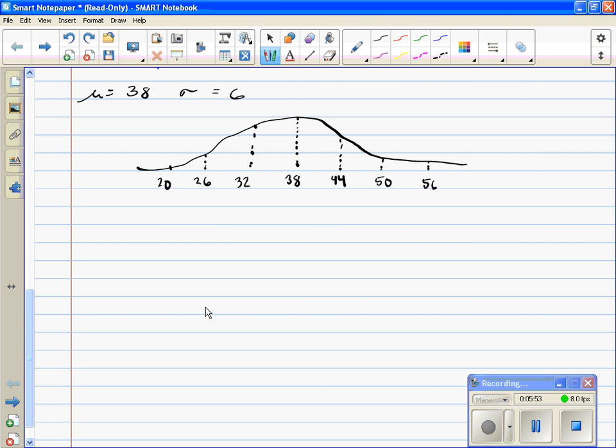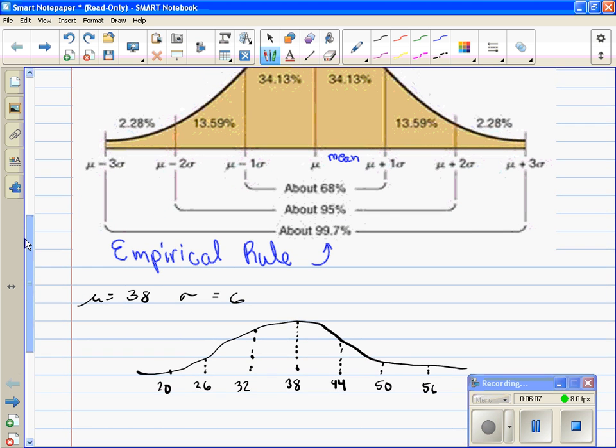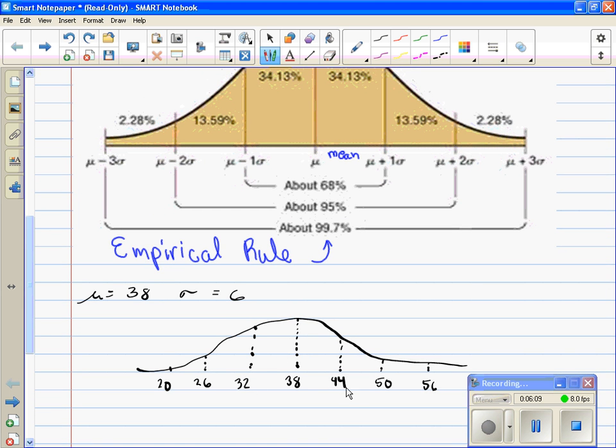Now, let's just practice using this normal curve for a second. If I asked you what percent of students are in between 32 and 44 inches tall, using the empirical rule, here's your 32, here's your 44, what percentage of people do you think we're talking about? If I asked you between 32 and 44, 68%.